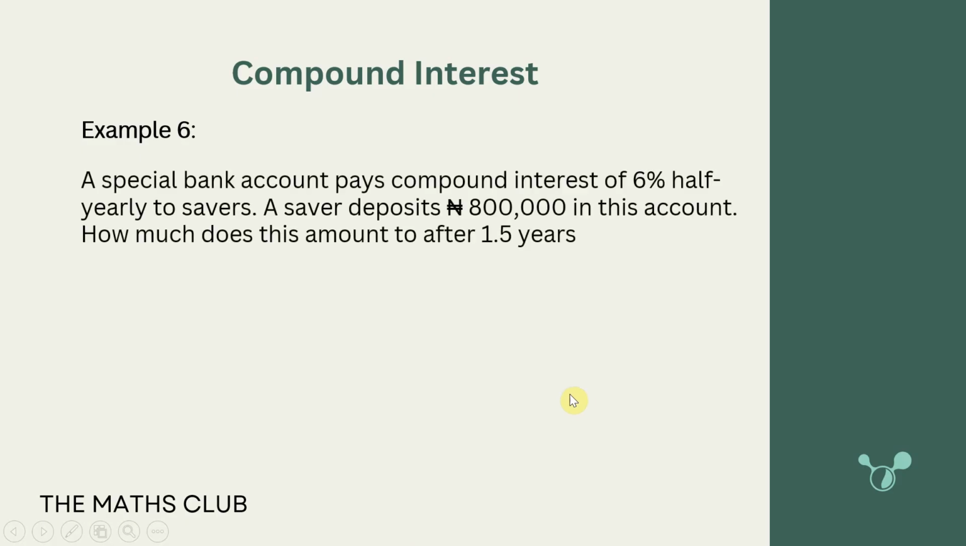In this example, it says a special bank account pays compound interest at 6% half yearly to savers. A saver deposits 800,000 naira in this account. How much does this amount to after 1.5 years? I want you to pause the video and try this out yourself. Welcome back. Let's solve it together.